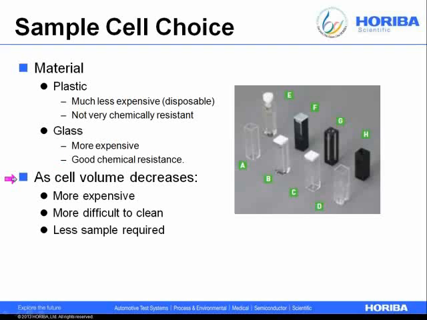Cell volumes range from 10 microliters on up to about 3 milliliters. As the volume gets smaller, the cells become more expensive, they become more difficult to clean, and you need less sample. In general, I recommend you use the largest sample cell size that works for your application. There's no reason to use a 50 microliter disposable sample cell when you can use a 3 milliliter disposable sample cell. The latter is less expensive.